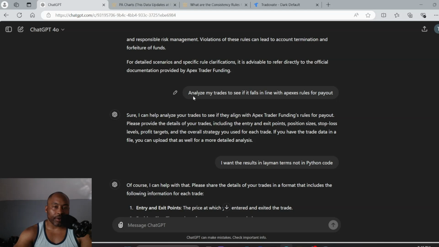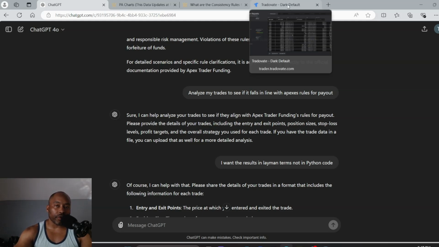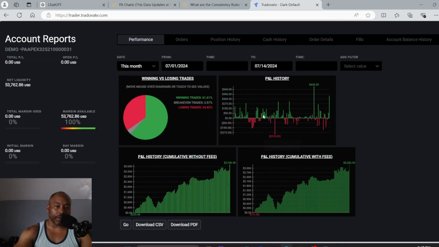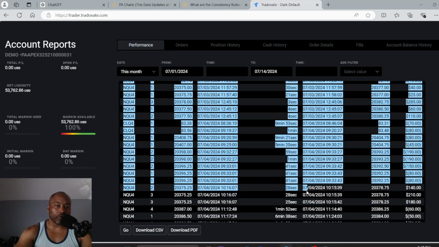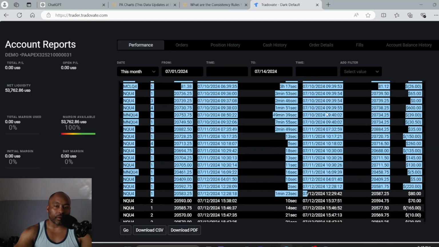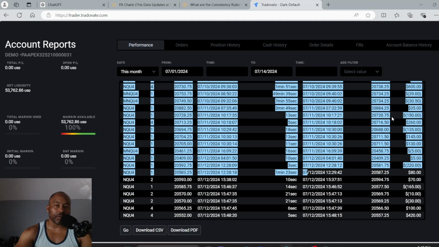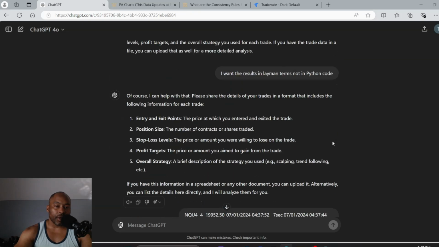So then after that, I said, I want you to analyze my trades to see that it falls within the Apex rules for payout. And it said, sure, I can help you with that. And very important, I said I want the results in layman terms, not in Python code. Because when I tried this exercise previously, it would give me the results in Python code, and if you don't tell it not to, that's exactly what it's going to do. So at that point, I went to my Tradovate account and I pulled up my 10 trading days, and I literally just copied. The thing about the Tradovate website is that you can't right click, so you have to press Control C in order to copy your trades. So at that point, I copied my trades and inserted them right here.